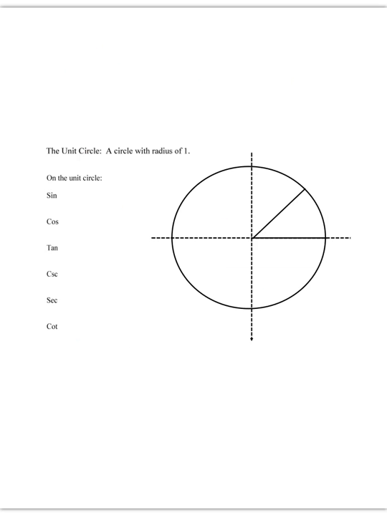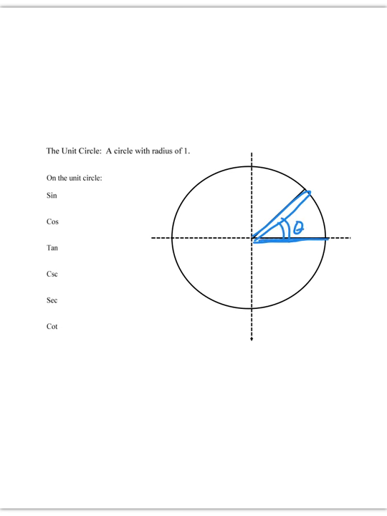Okay, so the unit circle. The unit circle is defined as a circle with a radius of 1, and its center is at the origin of the xy graph. So this point right here is (0, 0). Now I'm going to label our angle. Here's our angle, this is our theta.